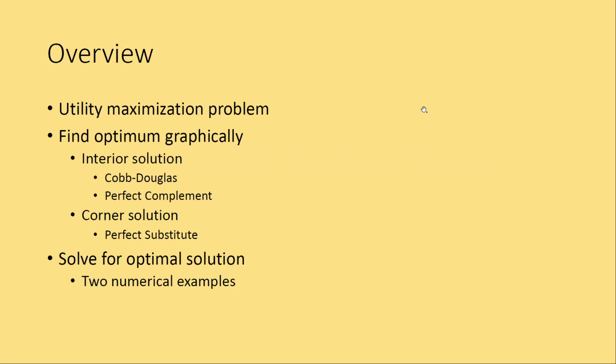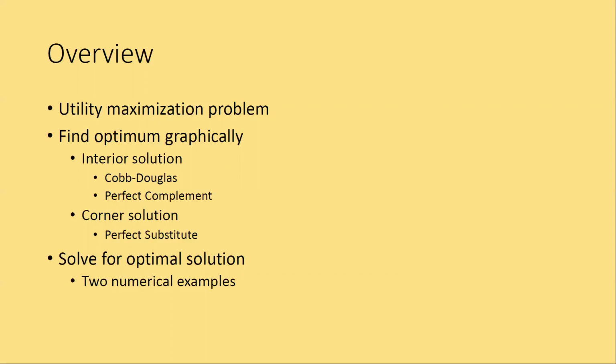So here is the overview of what we will do in this video. We will first define the utility maximization problem, which combines people's preferences and budget constraint. We will then describe how we can find the optimal point graphically. We will first provide some intuition, and then there are two classes of solution. One is interior solution, which will be found when the preferences are Cobb-Douglas and perfect complement. The other is corner solution, which will be found when the preferences are represented by perfect substitutes.